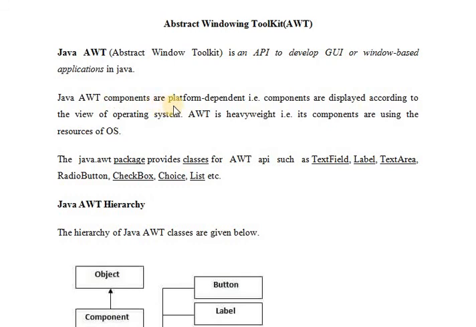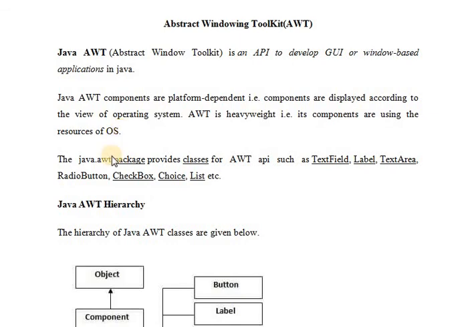Java AWT components are platform dependent, that is, components are displayed according to the view of the operating system. That means an application built on AWT would look like a Windows application when it runs on Windows. If it runs on Mac OS, it will look like a Mac operating system. Components are displayed according to the view of an operating system. AWT is heavyweight, that is, its components are using the resources of the operating system.